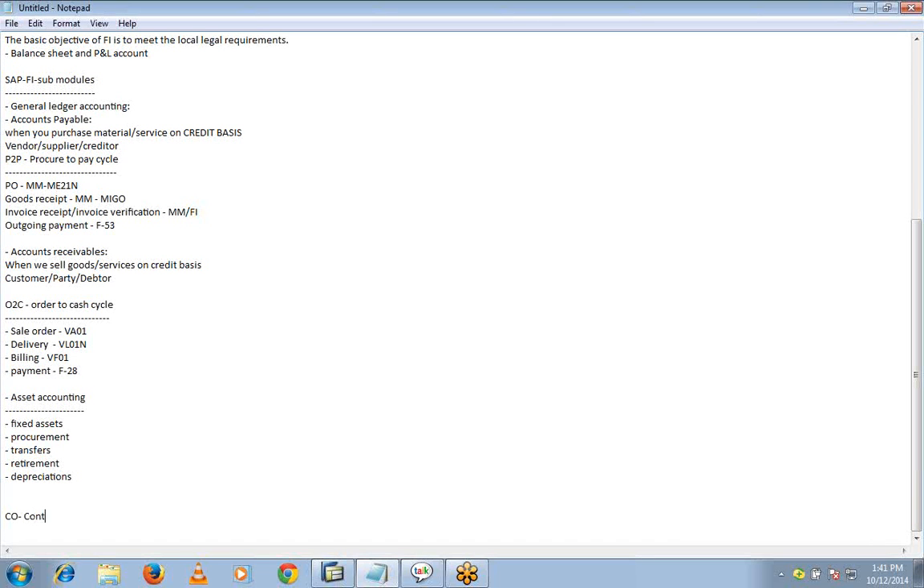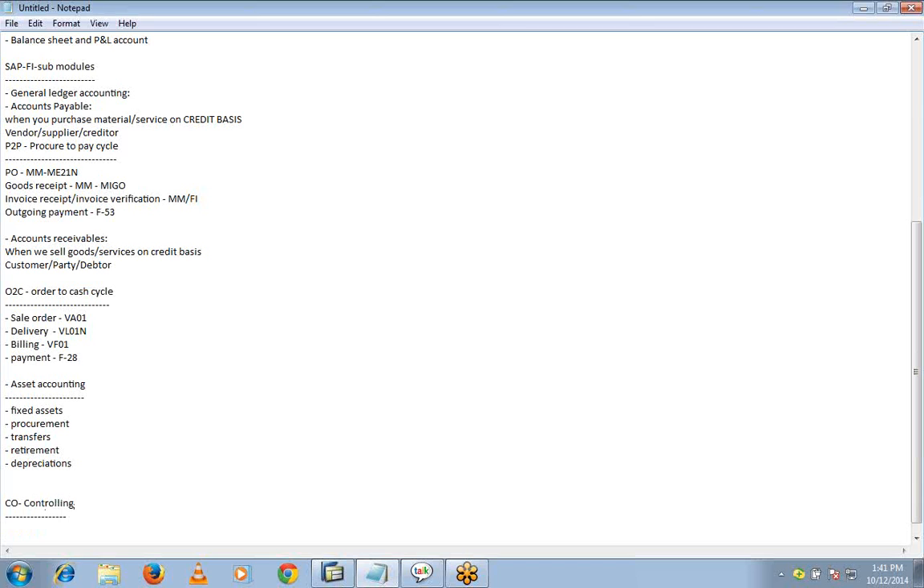We'll talk about the controlling module. CO stands for controlling. The basic objective for doing implementation of CO is to meet internal management reporting requirements.